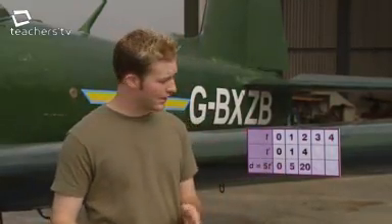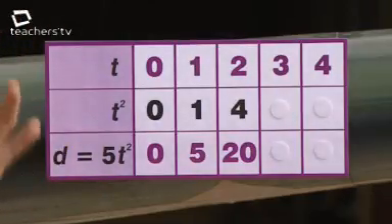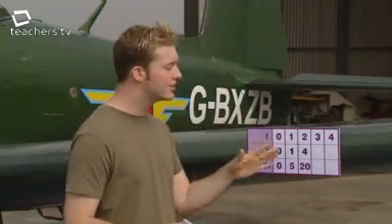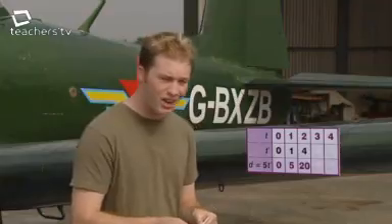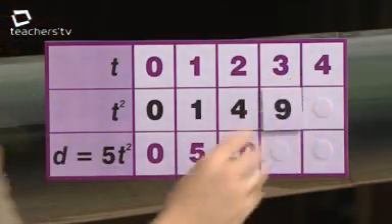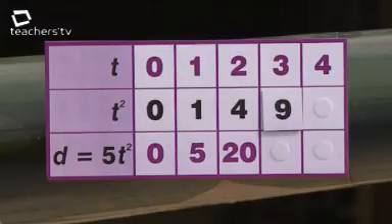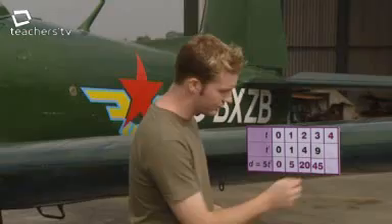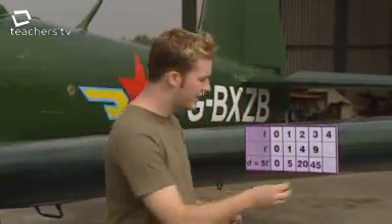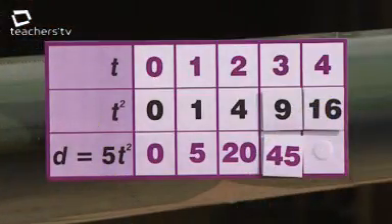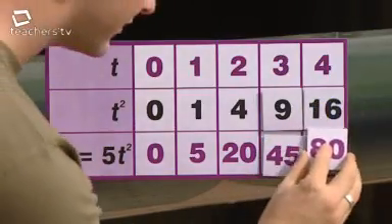At 0 seconds, d equals 0 metres, obviously. After 1 second, d equals 5 metres. After 2 seconds, d equals 20 metres. But what about the distance fallen after 3 and 4 seconds? Well, when t equals 3, t squared equals 3 squared, which is 9, and 9 multiplied by 5 is 45. And when t equals 4, t squared equals 4 squared, which is 16, and 16 multiplied by 5 is 80.